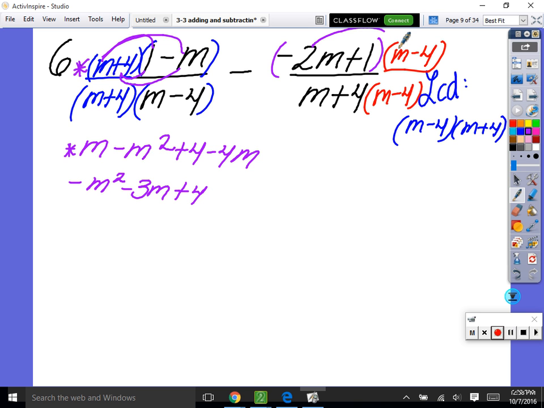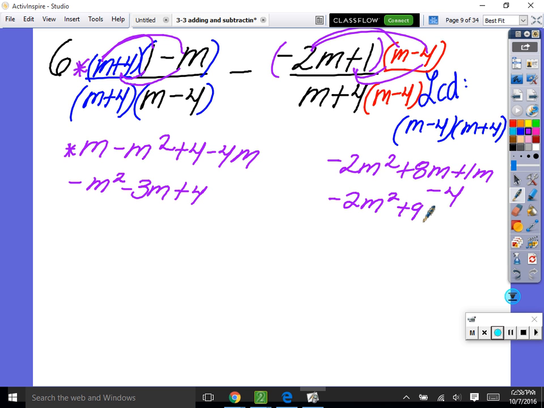Okay, sweet. Now I'm going to focus on this piece and distribute it through. So that's negative 2m squared and then plus 8m, plus 1m, and then minus 4. Combine like terms, so that's negative 2m squared plus 9m minus 4. Now here's the red flag problem, isn't it? Subtract all of that. So we're subtracting all of that. Does everybody see how there's a lot of room for making small mistakes?